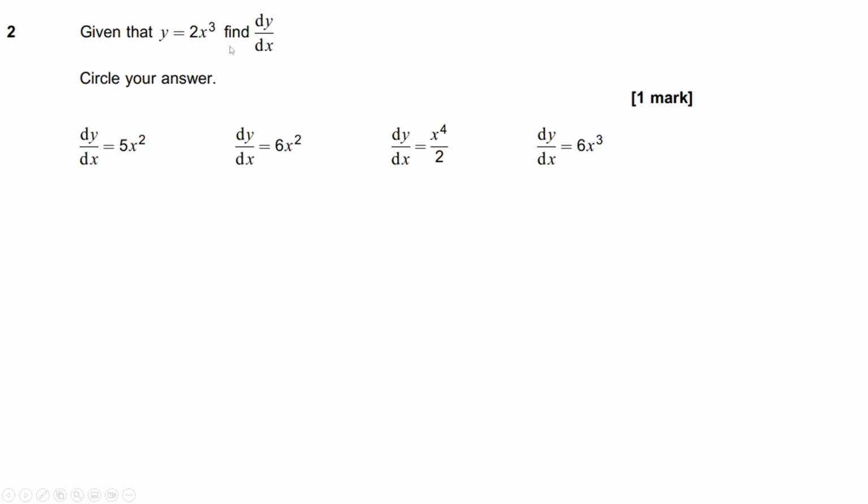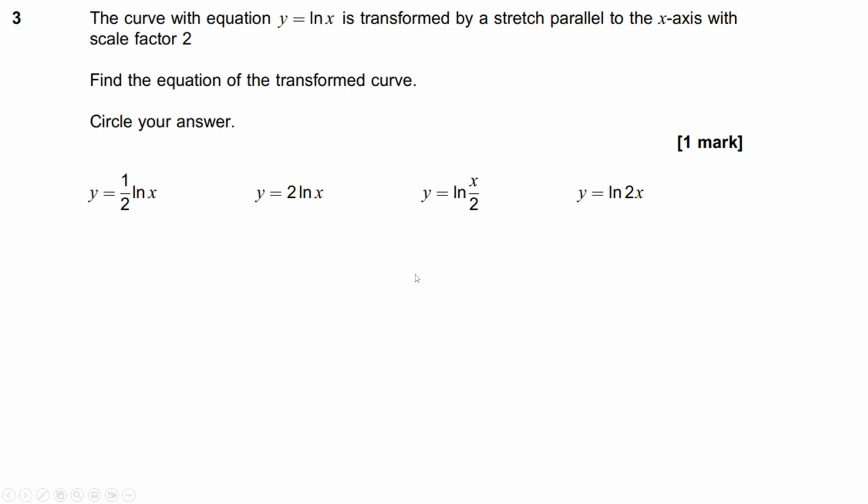Given that 2x cubed equals y, find dy by dx. It's just simple differentiation. You multiply the power by the coefficient and then reduce the power by 1. I've written it out like this. And 3 minus 1 is just 2, obviously. So this is the answer.